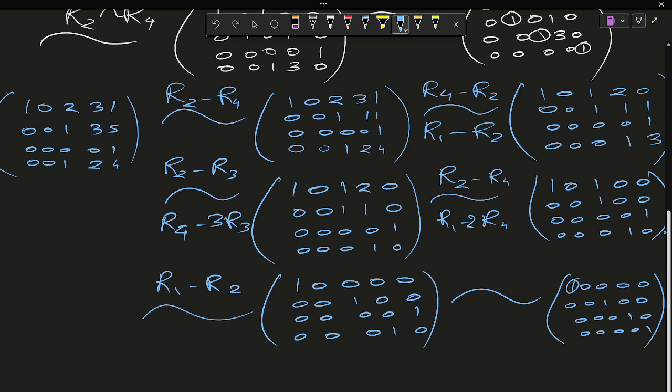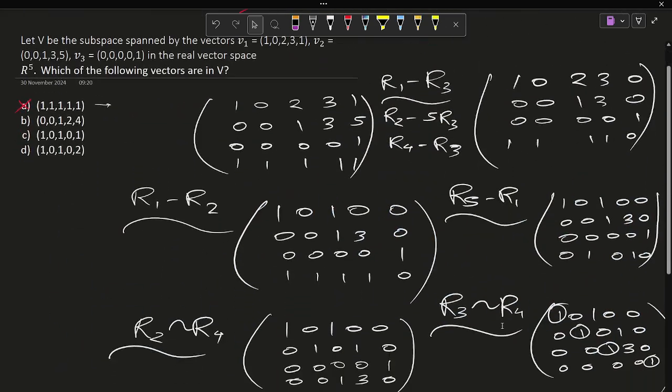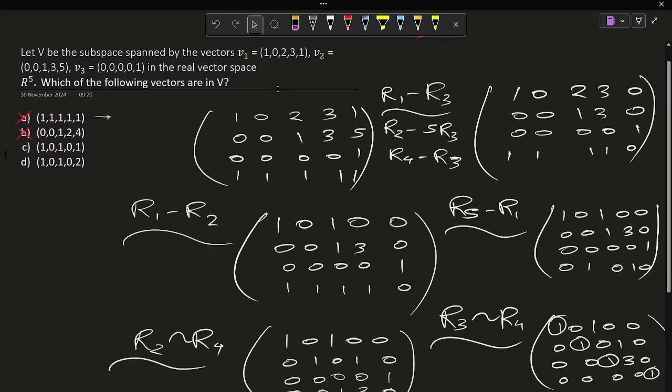Yeah. So these are my 4 pivotal positions here, pivotal non-zero elements here. So this is also of rank 4. So our option B will be cancelled out because this is not our correct answer here. Yeah. So now we have to check for C and D.